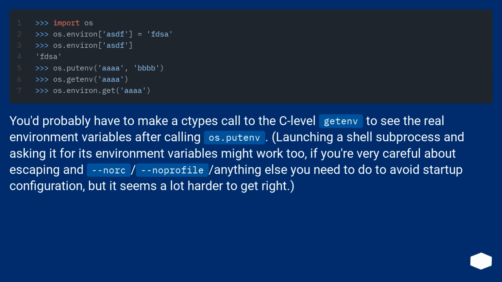You'd probably have to make a ctypes call to the C-level getenv to see the real environment variables after calling os.putenv. Launching a shell subprocess and asking it for its environment variables might work too, if you're very careful about escaping and --noprofile and anything else you need to do to avoid startup configuration, but it seems a lot harder to get right.